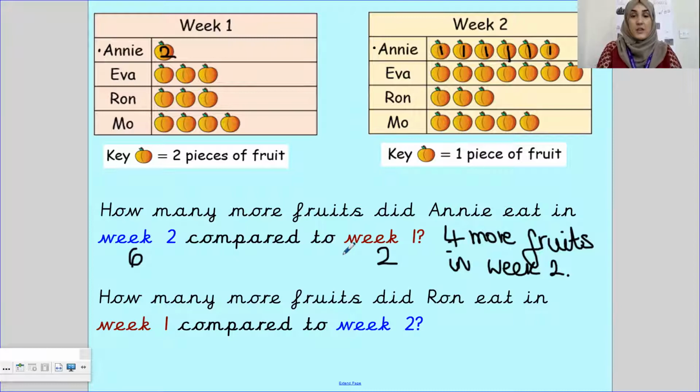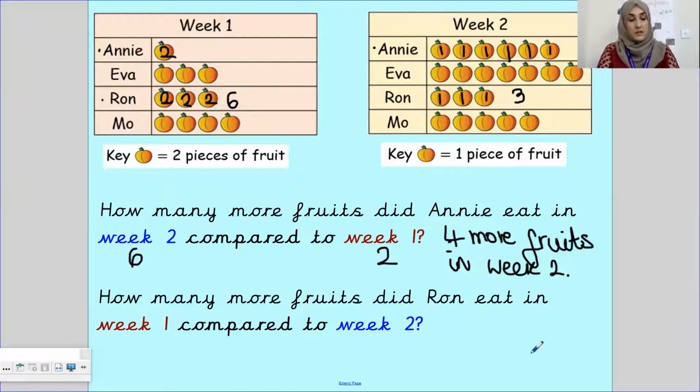Okie dokie. Now we are going to do the same, but we are going to look at Ron for the second question. It says, how many more fruits did Ron eat in week 1 compared to week 2? First, let's find Ron in week 1. That represents 2, I can see from the key. That's 2, 4, 6. He had 6 fruits in week 1. And in week 2, that represents 1, so he had 1, 2, 3.